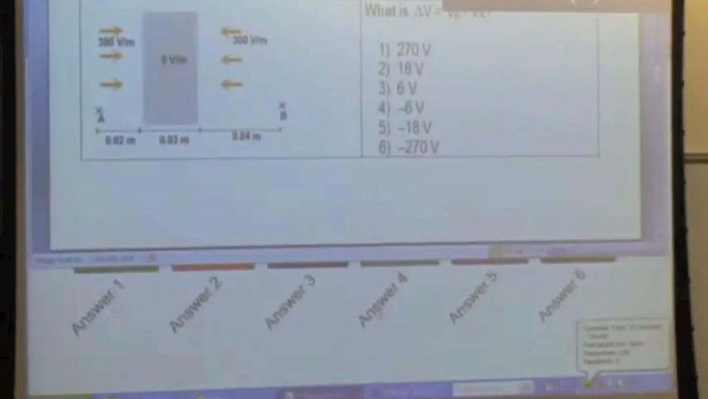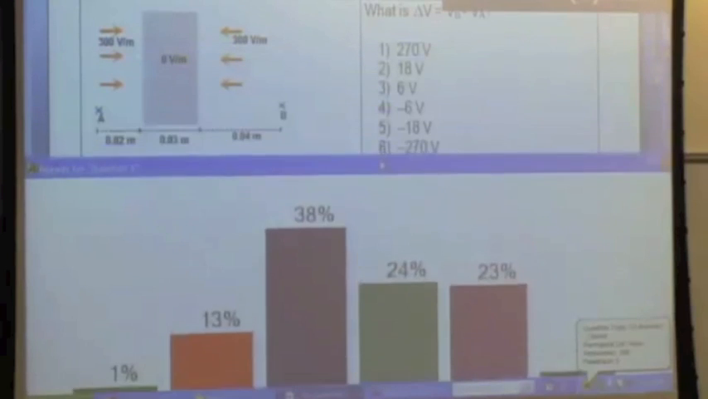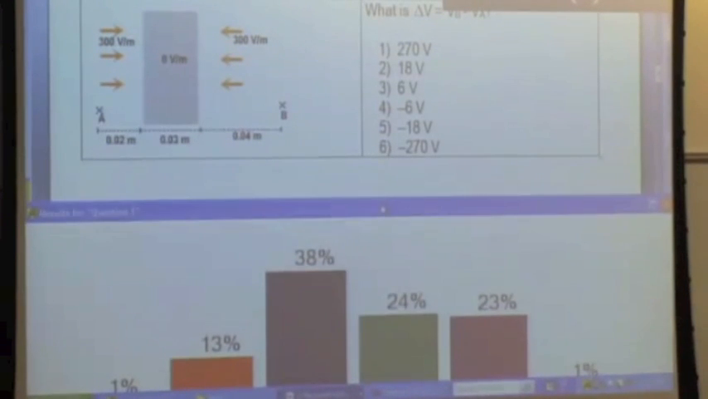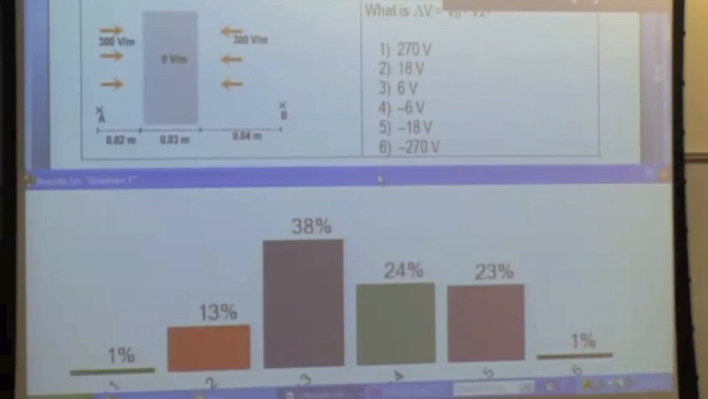Oh, a little bit of disagreement here. Okay, so maybe this isn't as obvious as we thought. So let's take a look. Most of us are saying, let's see, the most popular answer is answer 3, 6 volts. But some people are saying negative 6 volts. Some people are saying negative 18.